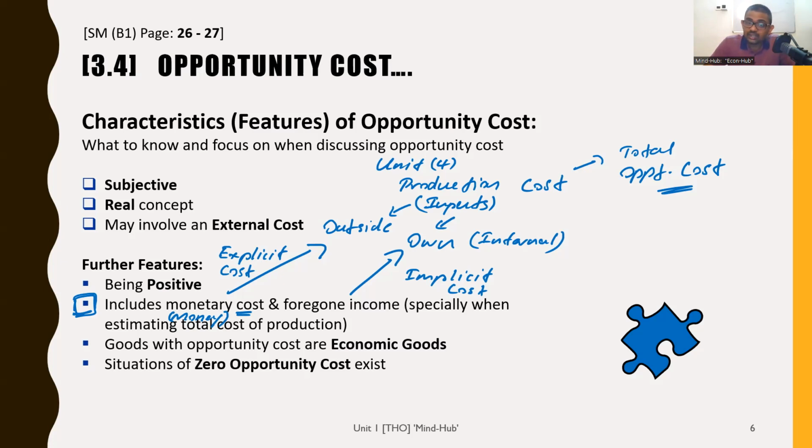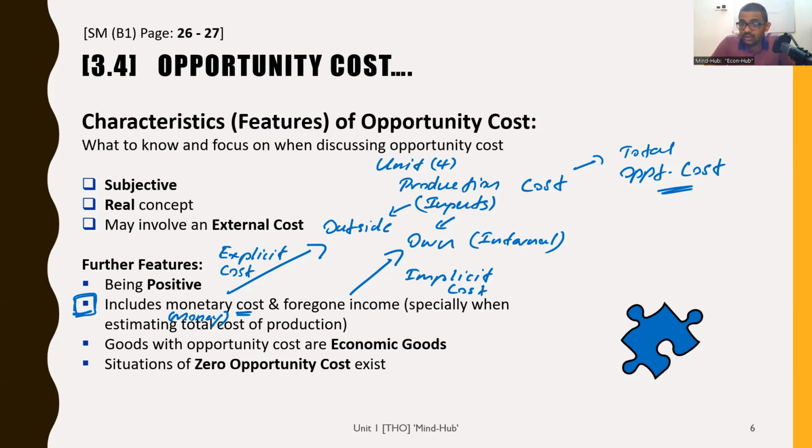But on the other hand, instead of working in my own bakery, if I had gone and worked in a restaurant, if I had gone and worked in a hotel as a chef or a pastry chef or something like that, if I have that skill, I could have earned a good salary, no? The salary I could have earned and I'm foregoing is my foregone income for providing my labor for my own business. So remember, there are two kinds of inputs we use in production. Outside inputs, there is a money cost on those, which is part of the total opportunity cost or total production cost, right? And there are sometimes own inputs we use in production.